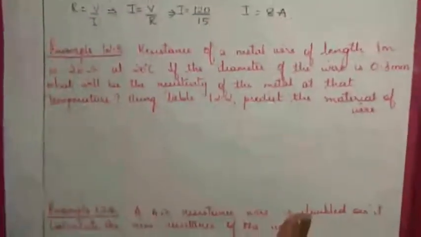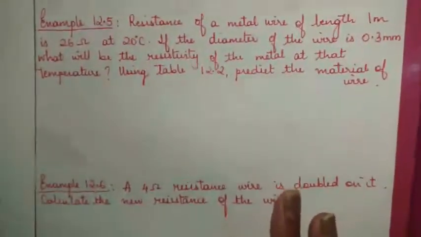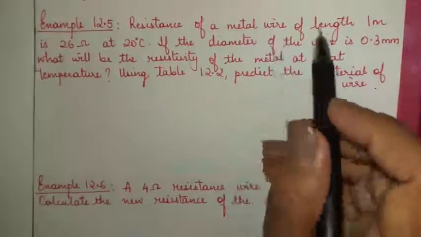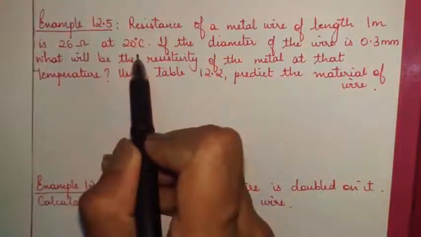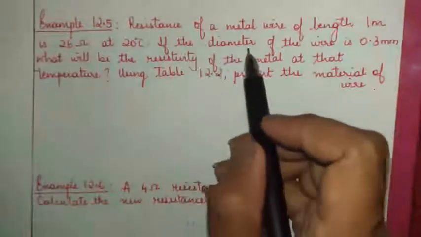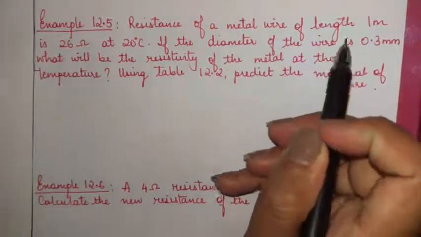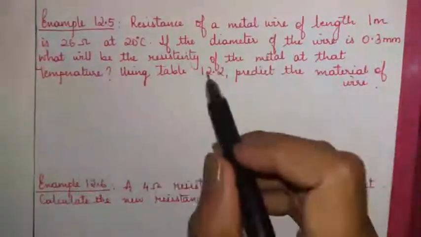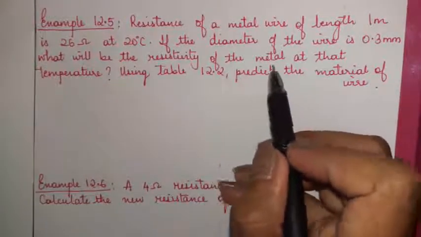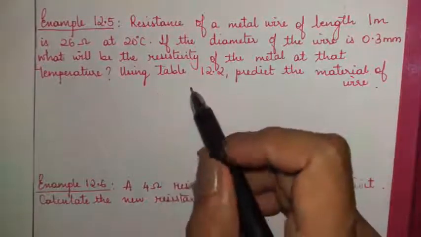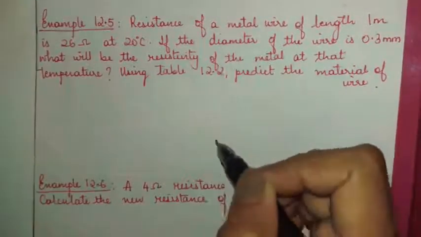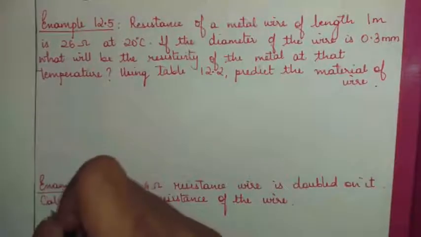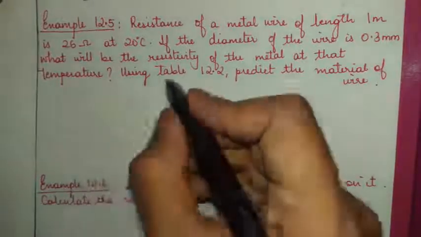Let us look at the second one. Resistance of a metal wire of length 1 meter is 26 ohms at 20 degrees Celsius. If the diameter of the wire is 0.3 millimeters, what will be the resistivity of the metal at that temperature? Using table 12.2, predict the material of the wire. Now how shall we go about this? First of all, write whatever is given to us.